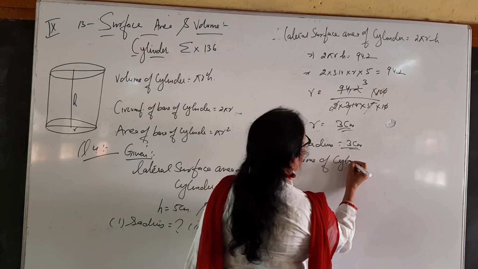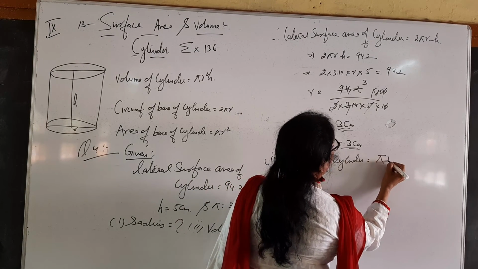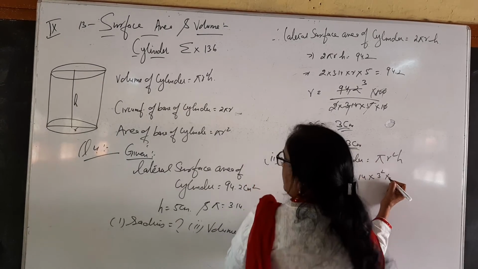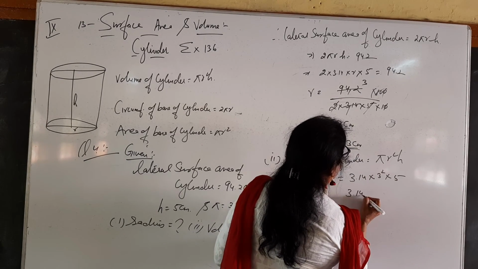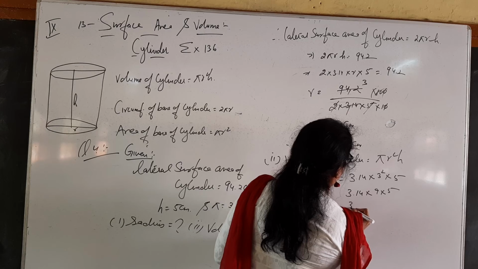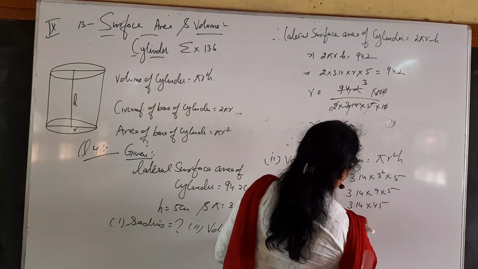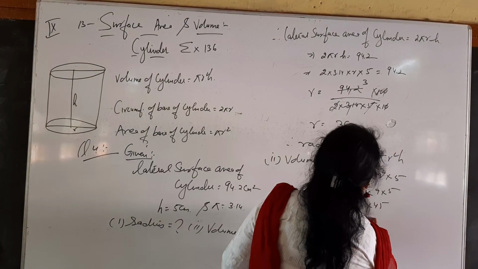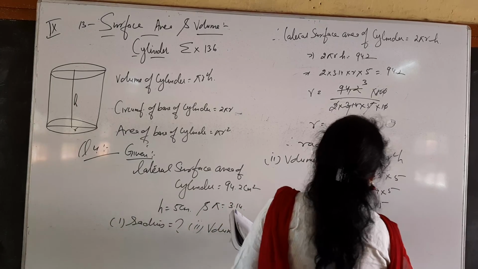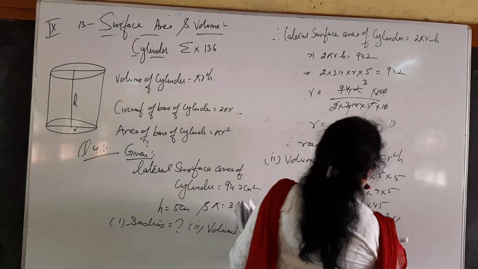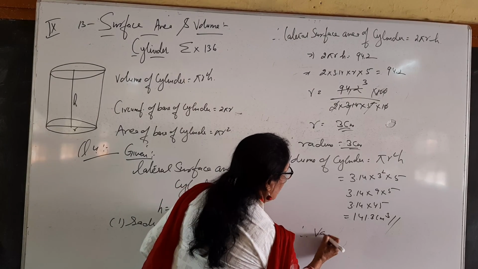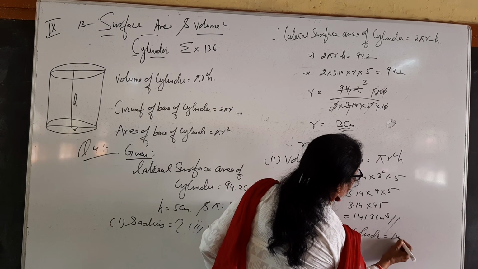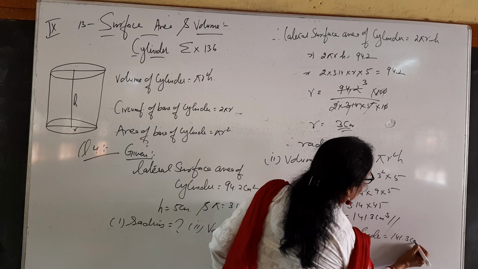Volume of cylinder is equal to pi r square h. So pi is 3.14, r is 3 square into h is given 5. So 3.14 into 9 into 5, 3.14 into 45. Just multiply here. If you multiply, you will get the answer, 141.3 centimeter cube. Therefore, volume of cylinder equal to 141.3 centimeter cube.